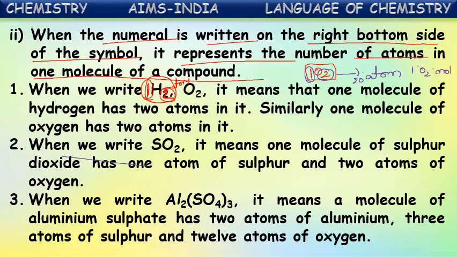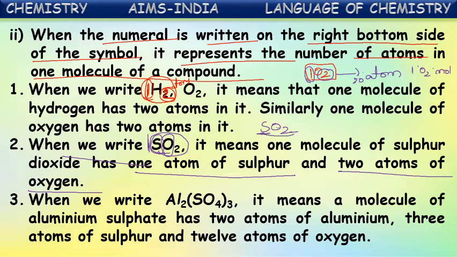When we write SO2, it means here nothing is there, which means 1 is there. It means 1 sulfur dioxide molecule has 1 atom of sulfur and 2 atoms of oxygen. In SO2, 1 sulfur atom and 2 oxygen atoms are present. This is a whole compound formula. The 1 written before represents 1 sulfur dioxide molecule.